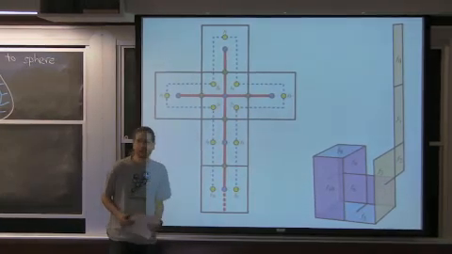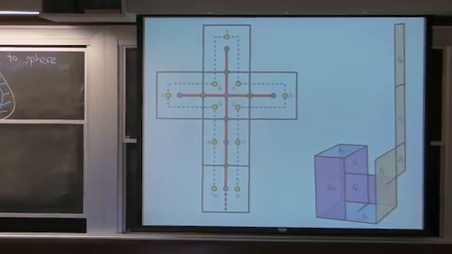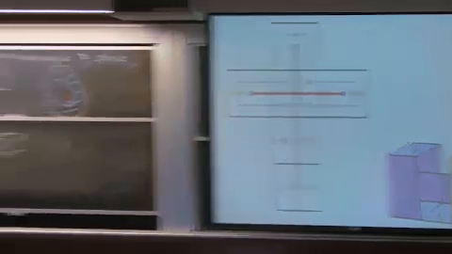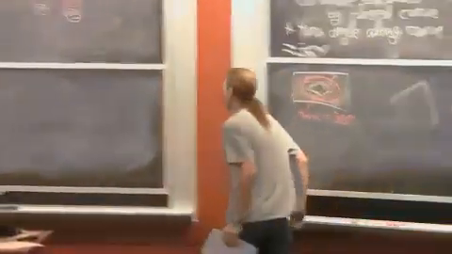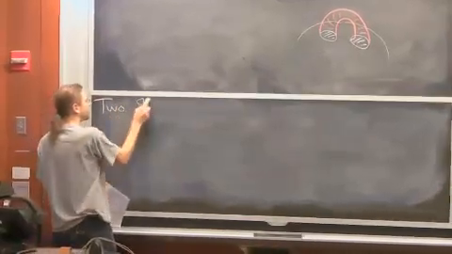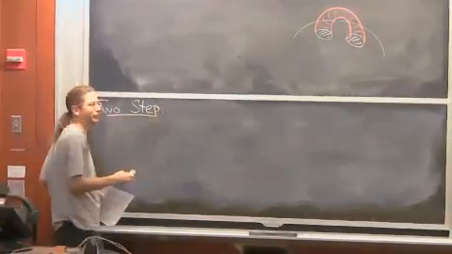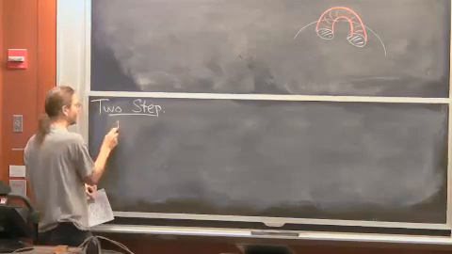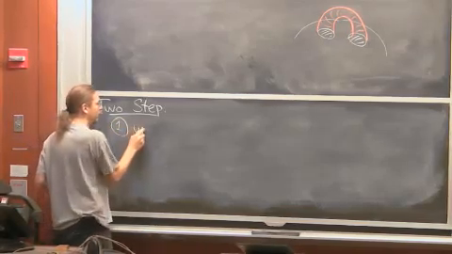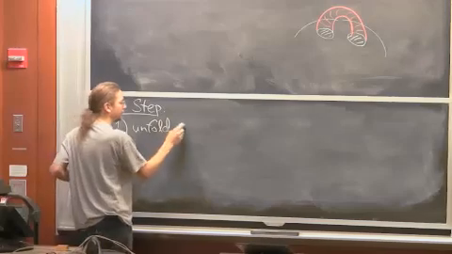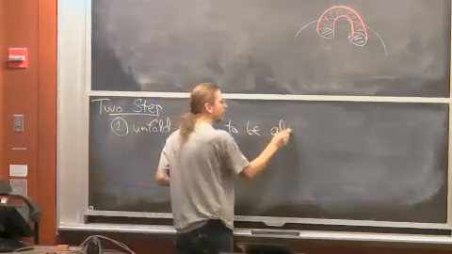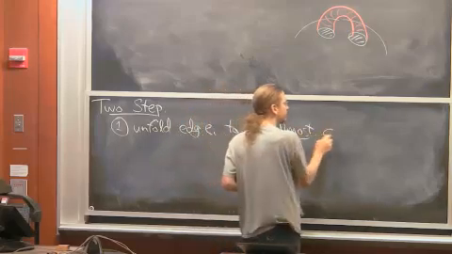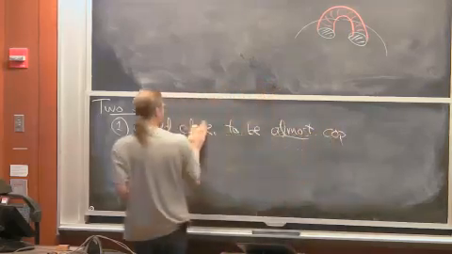If you don't want to allow touching, you need a slightly better strategy, which I'll tell you. It's pretty simple. I won't argue that it works, but it's called the two-step unfolding, named after the two-step dance. So we alternate between two kinds of steps. One is unfold edge EI to be almost coplanar. Sorry, this should be a face.